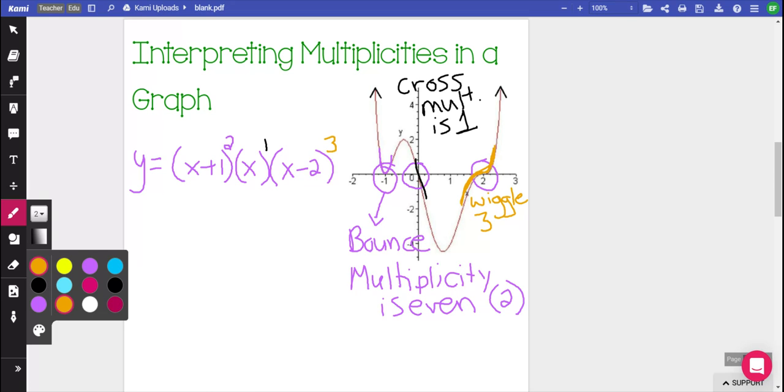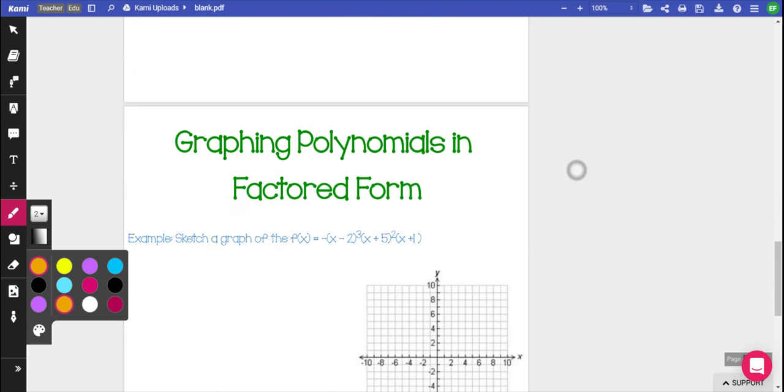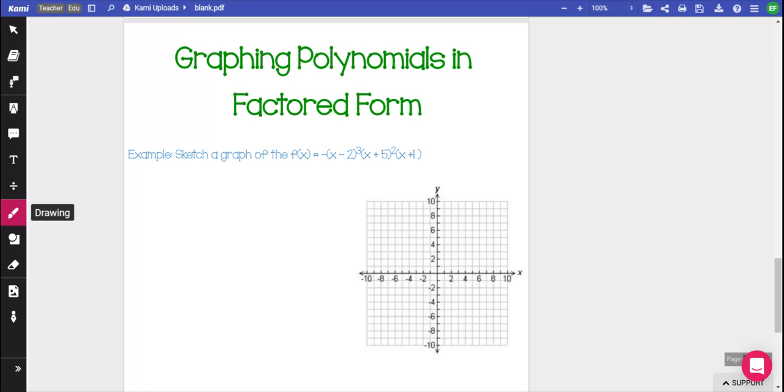So let's take a look now at graphing a polynomial in factored form, because this is really where our goal is and what I'm going to ask you guys to be doing first. So we need to sketch a graph of a polynomial. I'm going to give it to you first in factored form. We'll eventually next week move into standard form.